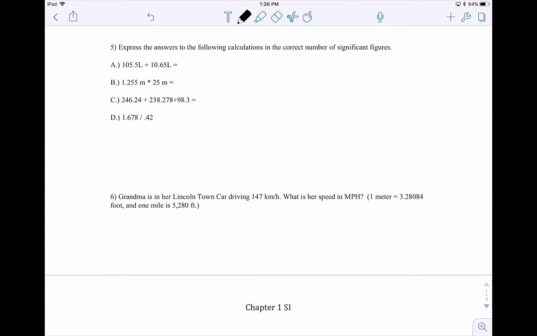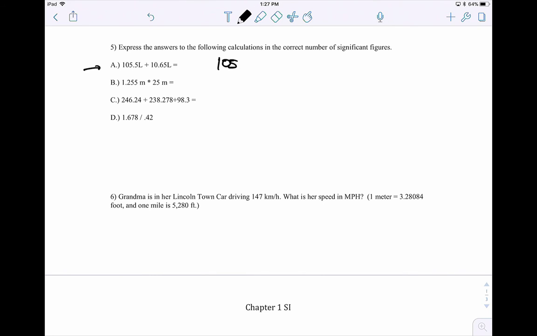Express the answers to the following calculations in the correct number of significant figures. So I'm going to work A and B here just because I'm running out of time. And if you can do A and B, you can certainly do C and D. There's nothing wrong with using a calculator in these problems. You just have to remember the rules. When you're adding and subtracting, as in A, you cannot have any more digits or decimals than you had in your smallest number. And so that may be confusing, so let me write it out for you.